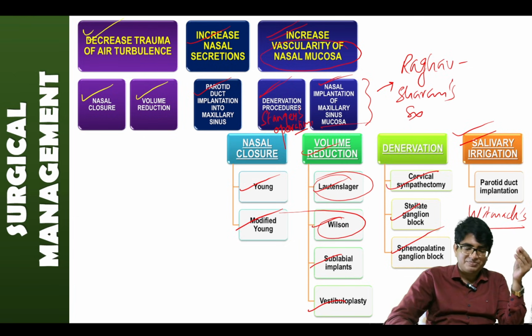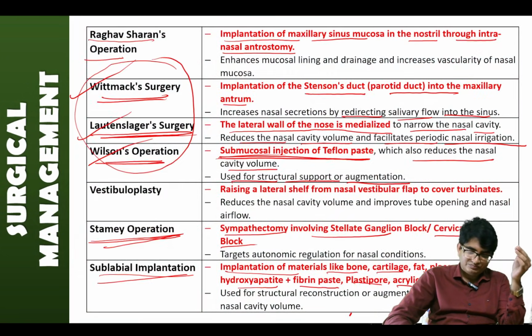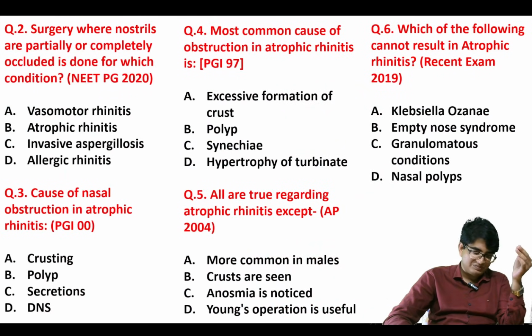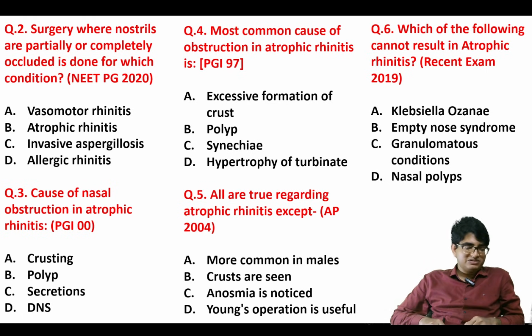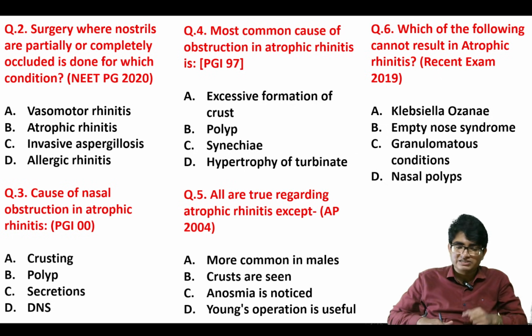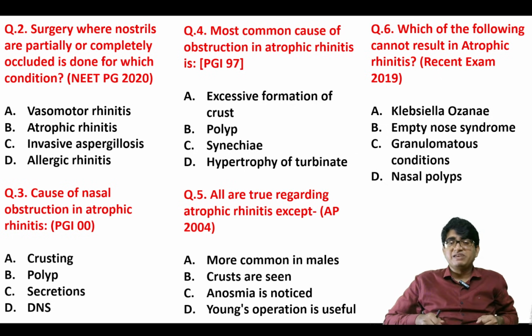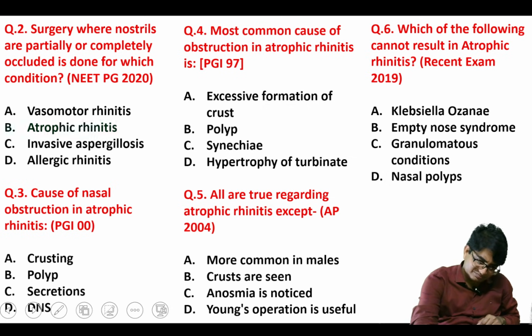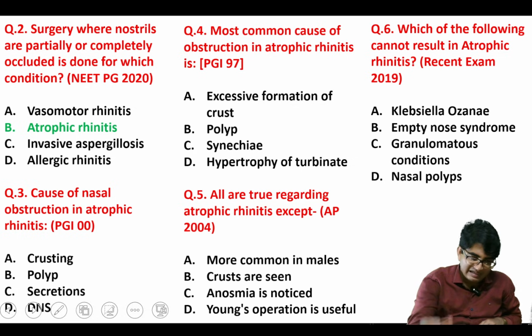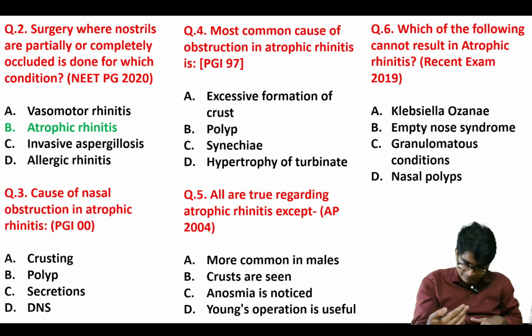Correct? Okay. Now, coming to the point of these MCQs. The first question says, surgery where nostrils are partially or completely occluded is done for which condition? Very simple question. Atrophic rhinitis, no doubt in that. If completely closed, Young's procedure. And if partially closed, it is known as modified Young's procedure.